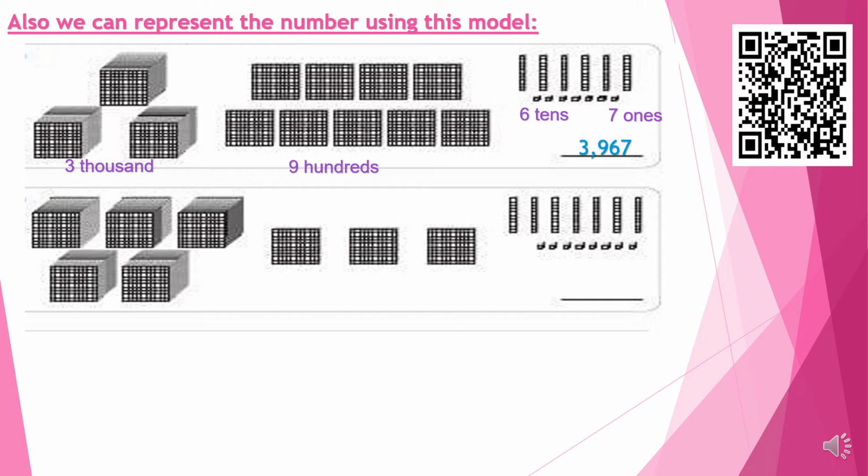The next example, how many thousands here? Let's count the cubes. 1, 2, 3, 4, 5. I have 5,000. And how many big squares? 1, 2, 3. So I have 300. How many sticks? 1, 2, 3, 4, 5, 6, 7. I have 7 tens. How many small squares? 1, 2, 3, 4, 5, 6, 7, 8. I have 8 ones. So let's write our number: 5,378.